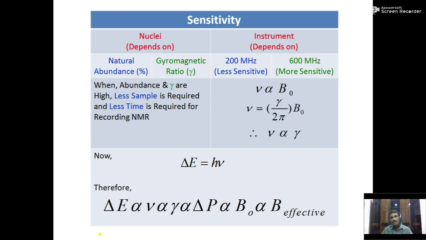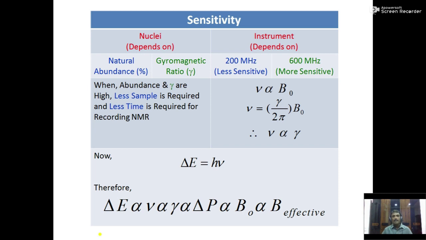In case of the instrument, the sensitivity depends on the magnetic field you are applying or the radio frequency you are using. You can see that a 200 megahertz instrument is less sensitive than a 600 megahertz instrument. Here the frequency is directly proportional to the applied magnetic field. We have the equation nu is equal to gamma, that is the gyromagnetic ratio, divided by 2 pi, times B0, that is the applied magnetic field. So therefore nu is directly proportional to the gyromagnetic ratio.